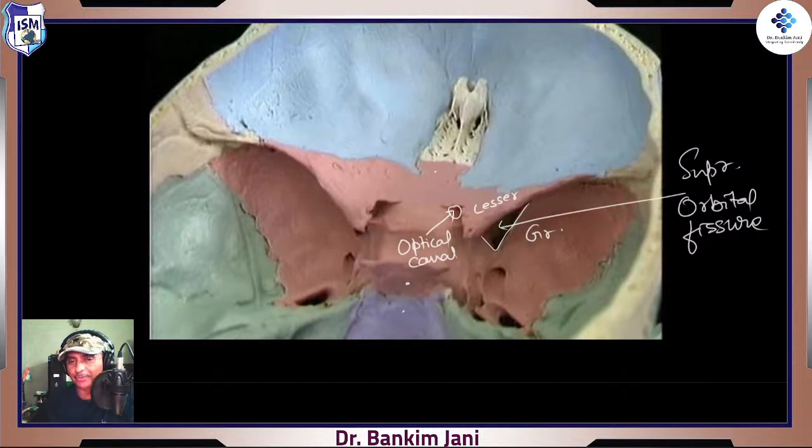Otherwise, man, you'll go crazy, right? You would have to figure out that okay, Harsh has got the superior orbital fissure on this side and it is this long, and in me the superior orbital fissure is smaller and the inferior is bigger. Oh my god, right? We'll go crazy.